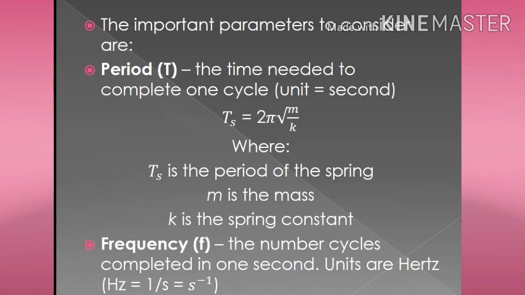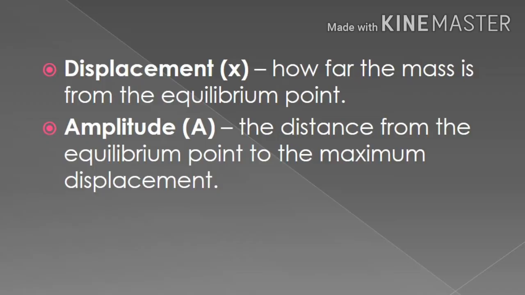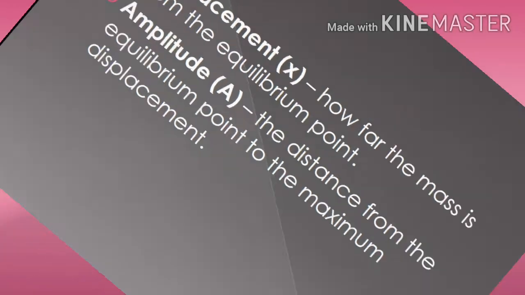Here are the important parameters to consider. Period, or the T, is the time needed to complete one cycle. The unit is second. Here is the formula: T sub s is equal to 2 pi the square root of m over k, where T sub s is the period of the spring and m is the mass. The displacement x is how far the mass is from the equilibrium point. Amplitude A is the distance from the equilibrium point to the maximum displacement.